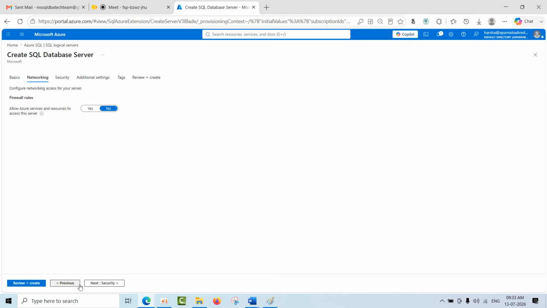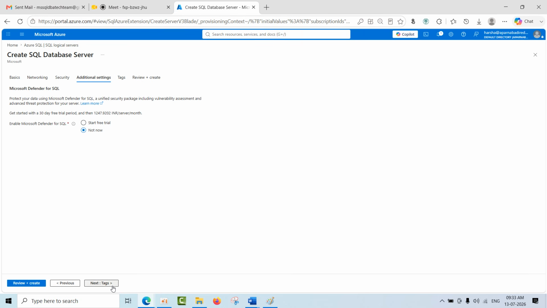Okay, so next. As of now I'm not selecting this one. Next, Azure Microsoft Defender for SQL is like antivirus for on-prem databases. It is free for one month. After that, it is going to charge this much amount. So that's the reason I'm not selecting this one and I'm proceeding next.